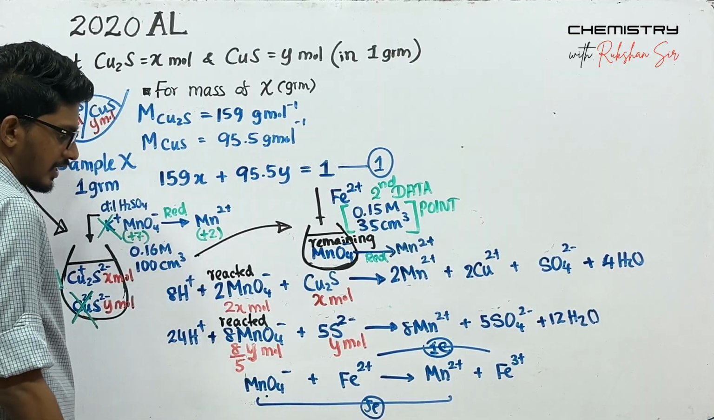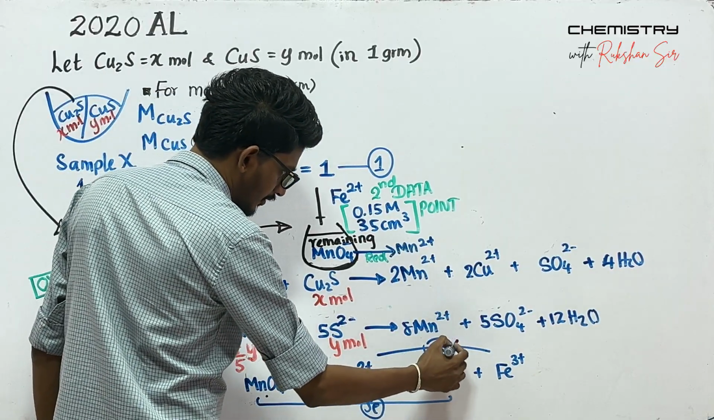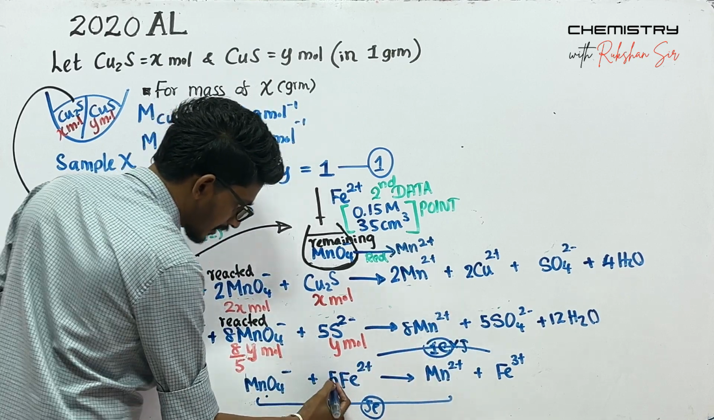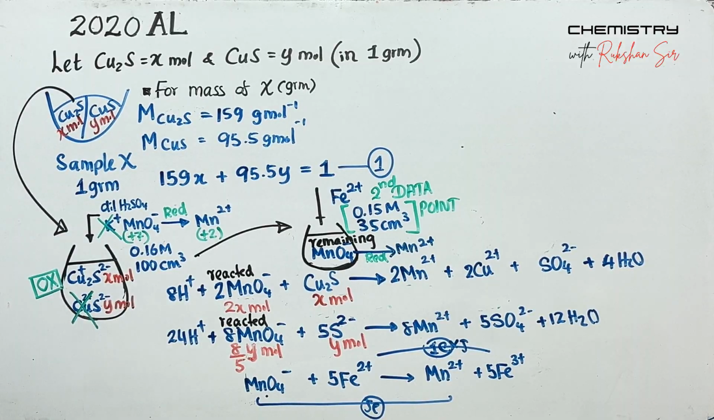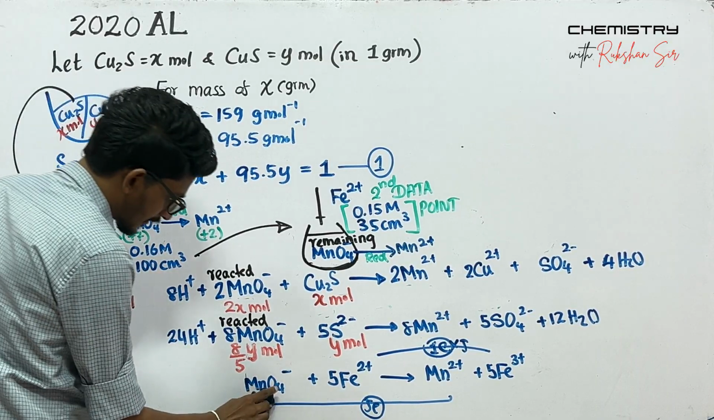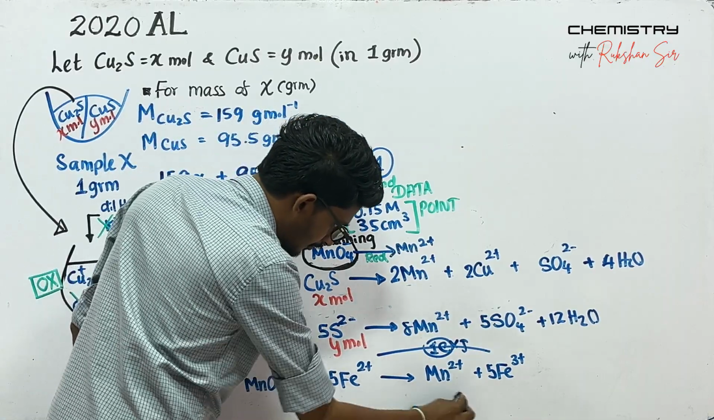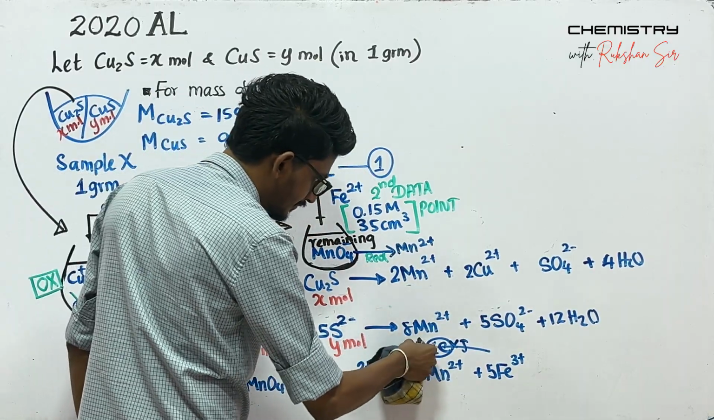So the least common multiple is 5. So you have to multiply this thing by 5, no? So you have to come up with some 5 here, some 1 here, right? So this is the balancing of oxygen atoms.